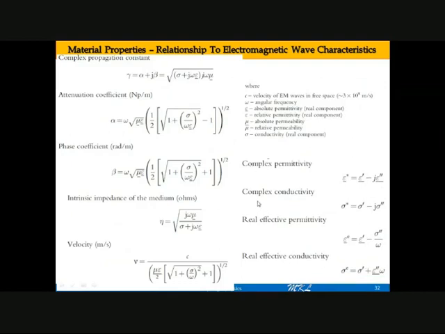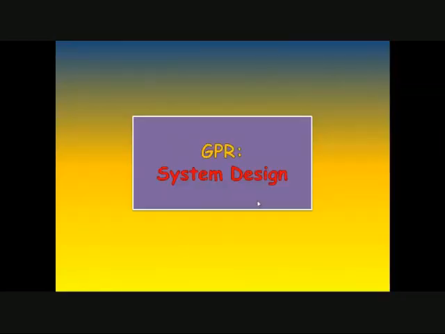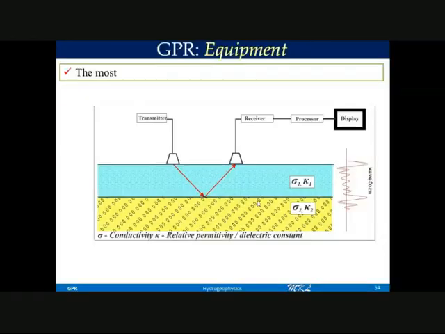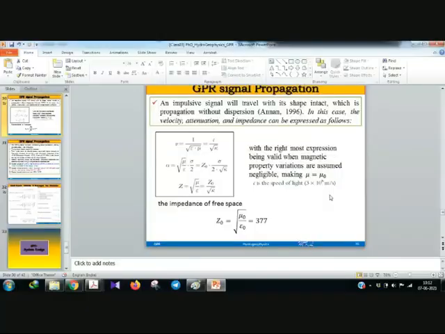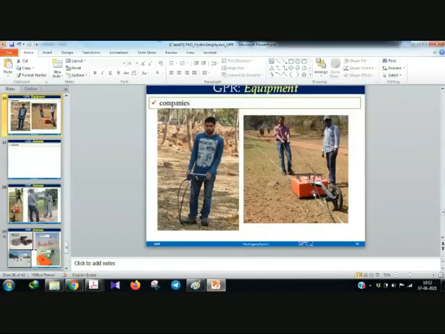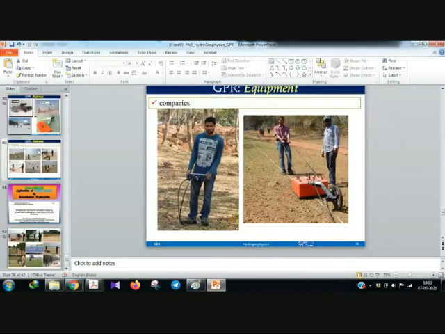So I'll share this slide with you. In your next class, I will discuss the system design. So this is the control unit of the 200 megahertz antenna. Sorry, this is the antenna of 200 megahertz. Antenna means the transmitter coil is here and the receiver coil is here. There is theoretically zero spacing between the transmitter and receiver coil. This is called the monostatic antenna, and this is the control unit that will be discussed in your later class.